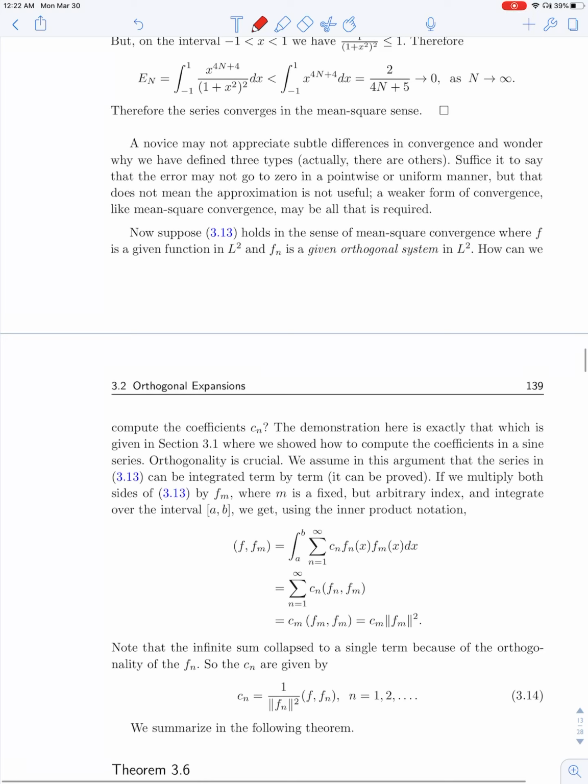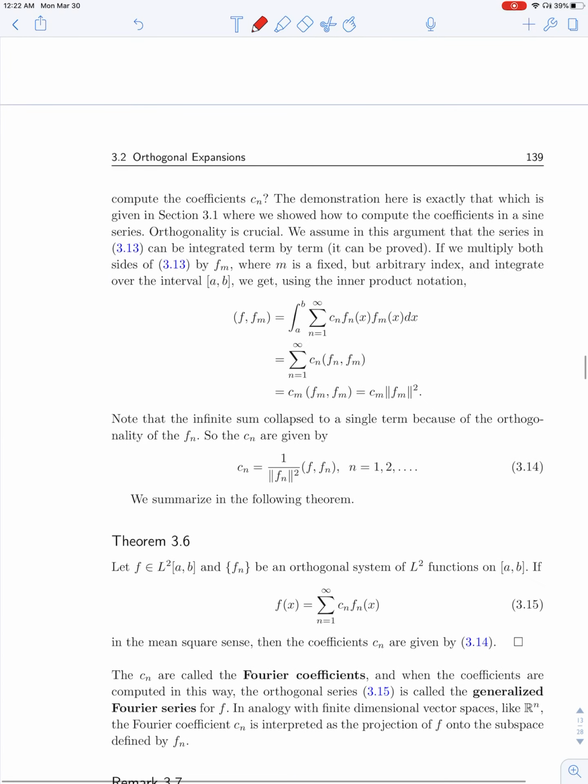And what is next is, why is this theory important? It tells us that for any L2 function, if this is an orthonormal system of L2 functions, and if this equals this, then these coefficients are given by this formula here.